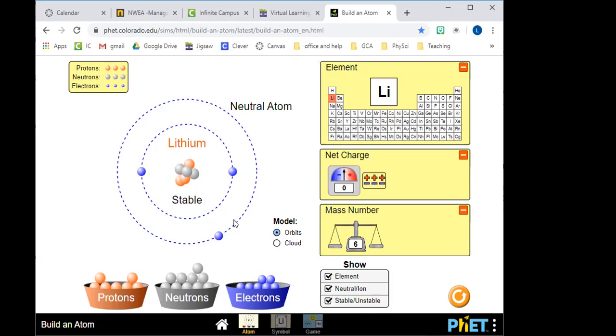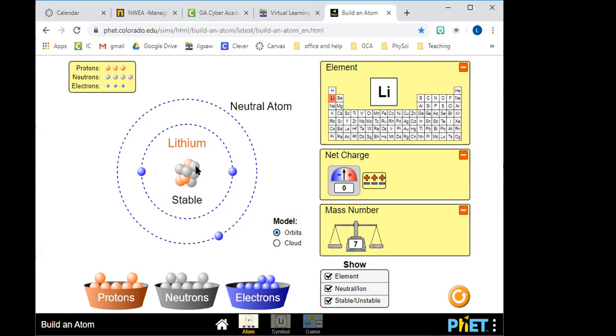How many valence electrons does it have? How many electrons in this outer level? Aha, it has 1. And remember, the mass number is the number of protons plus the neutrons. So we've got 3 neutrons and 3 protons for 6 total. You can probably add another neutron. That makes another stable isotope of lithium.